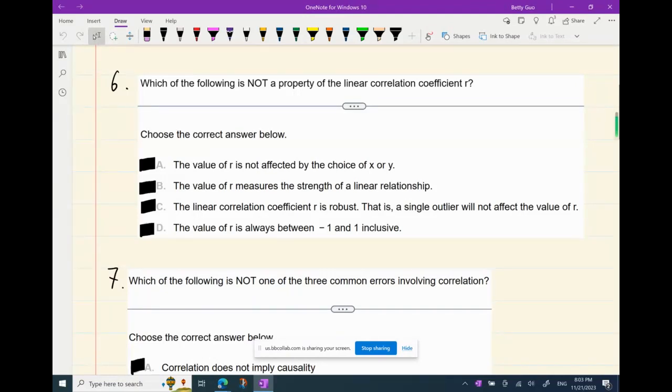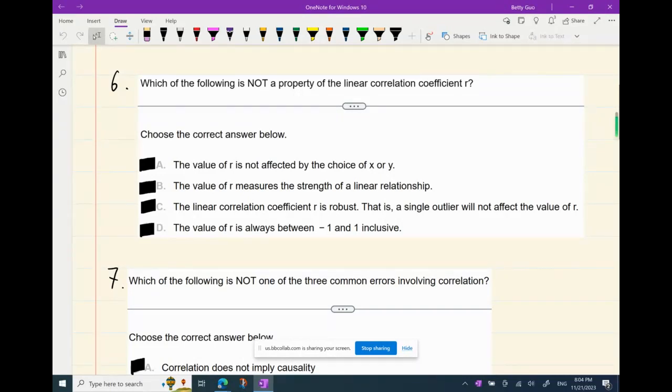B, the value of R measures the strength of a linear relationship. Correct? It doesn't mention correlation, but yes, it is a linear relationship. C, the linear correlation coefficient R is robust. That is, a single outlier will not affect the value of R. No, that's not correct. R is very sensitive to outliers. The existence of an outlier would dramatically change the value of R. So C is the one we're going to choose.